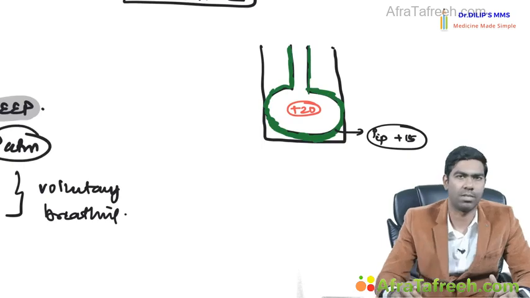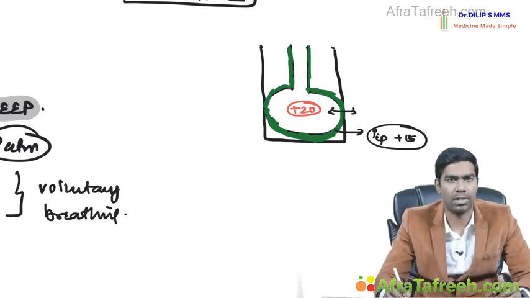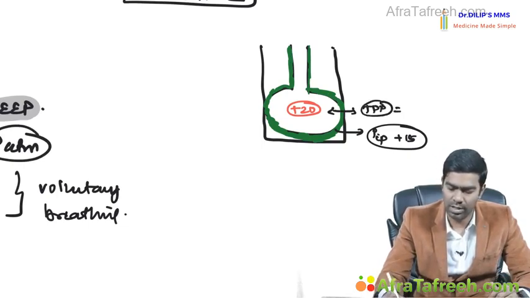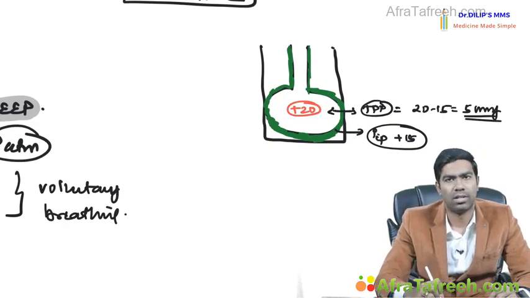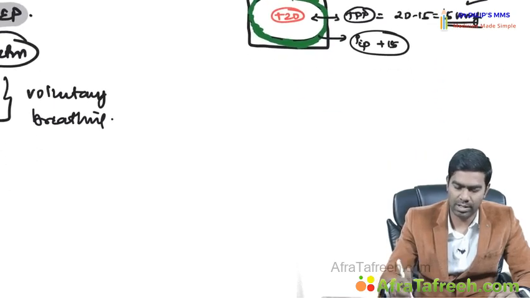And already it had a negative pressure. This positive pressure from the alveoli will make it less negative, and sometimes it will be positive also. Now if we see what is the transpulmonary pressure between the pleural space and the alveoli, now you will be seeing it's 20 minus 15 is equal to 5 millimeters of mercury. So this is the transpulmonary pressure. It's okay. Now let us see what will happen in this example.